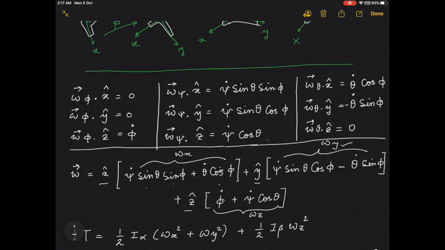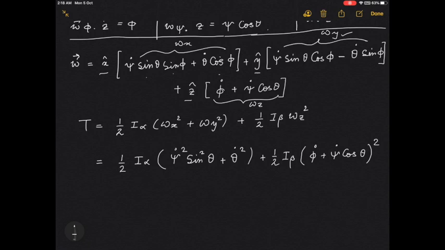So I can write down the kinetic energy now, which if you remember was half I alpha times omega x square plus omega y square, plus half I beta omega z square. We called Izz as I beta, and Ixx and Iyy both we called I alpha. Now, if I add omega x square plus omega y square, you see what happens.